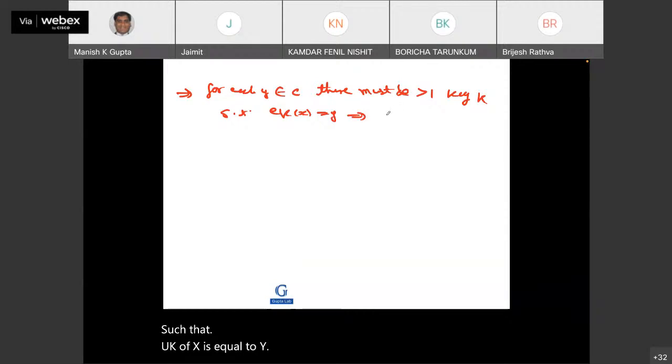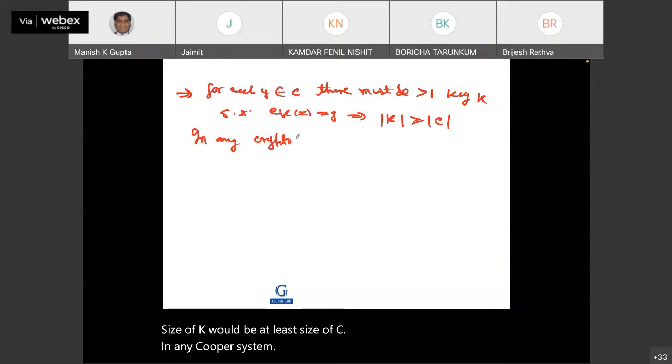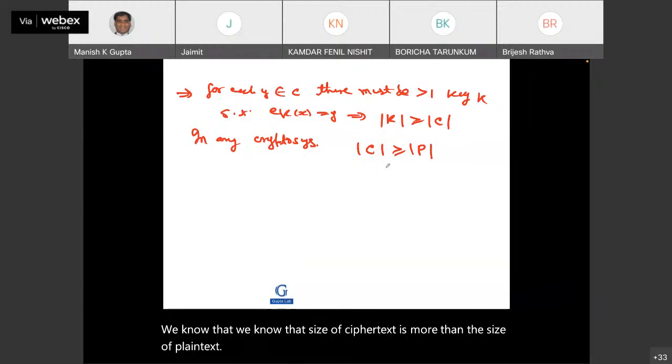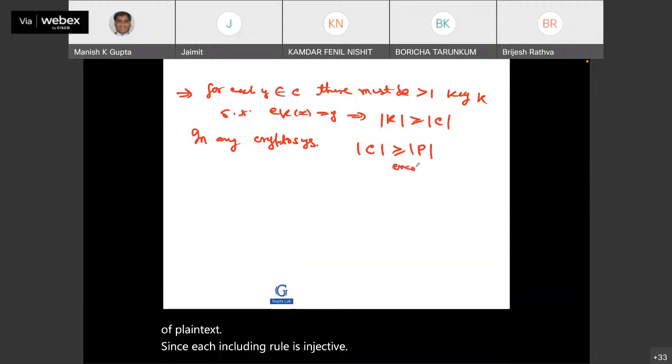This implies that the size of K will be at least the size of C. Now, in any crypto system, we know that the size of ciphertext is at least the size of plain text, because each encoding rule is injective.